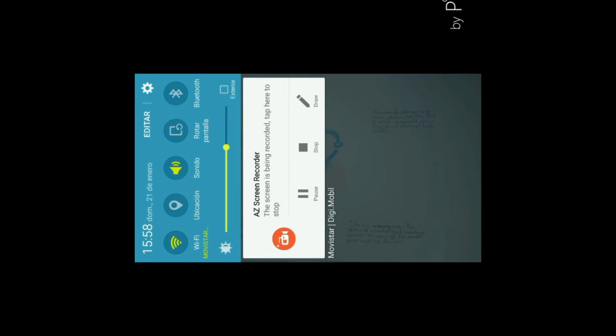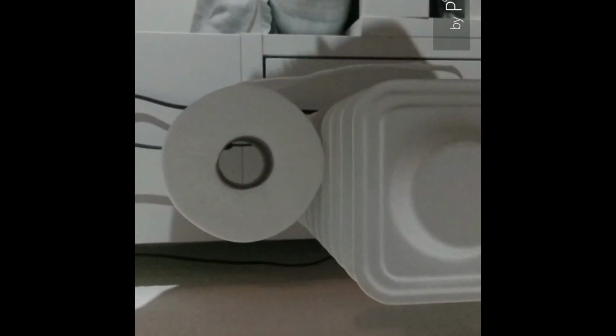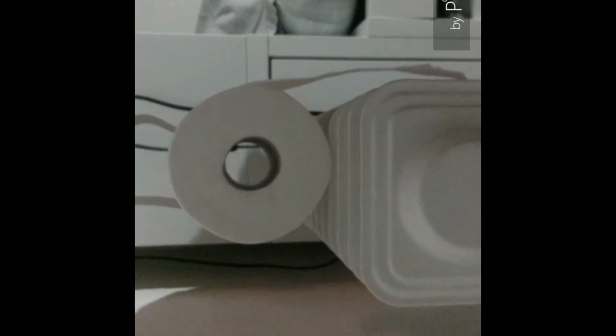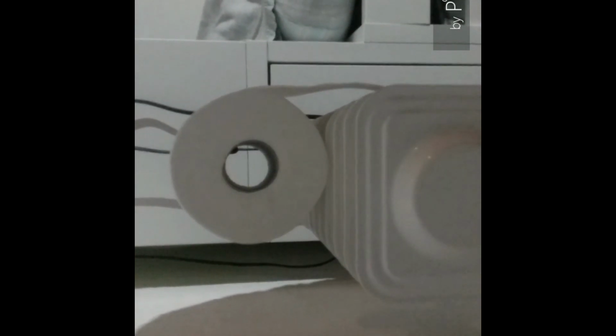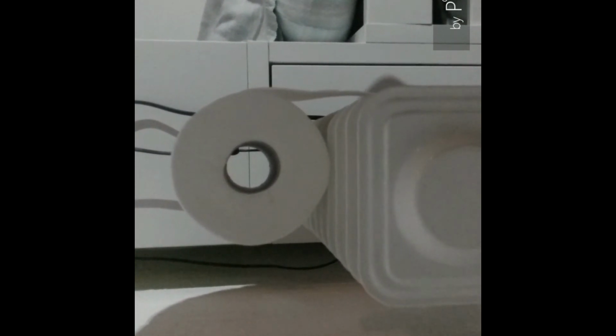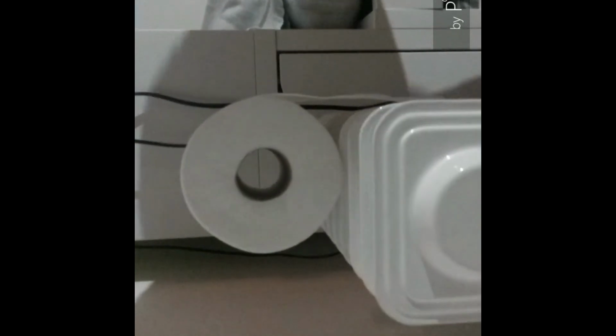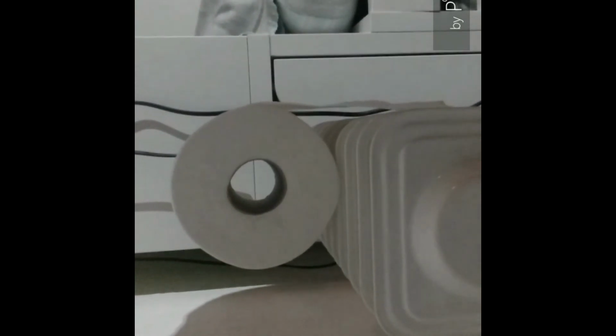And now we are going to see an example. Okay, we are going to do the example. If you can see, I have a thing that gives heat and a paper. And you can see that the paper is floating because the heat makes the paper float.